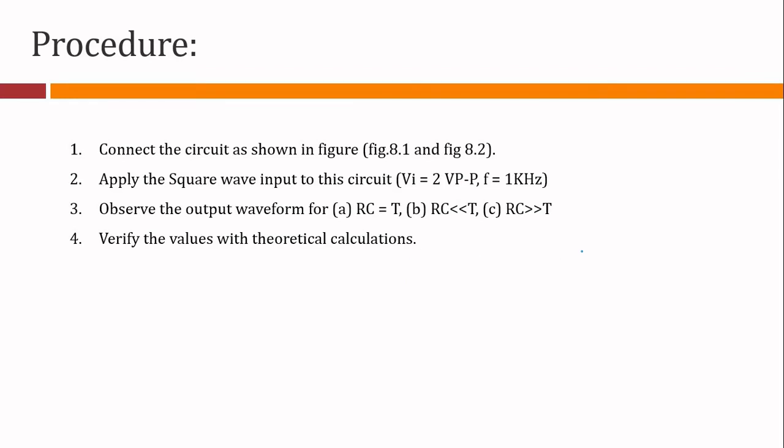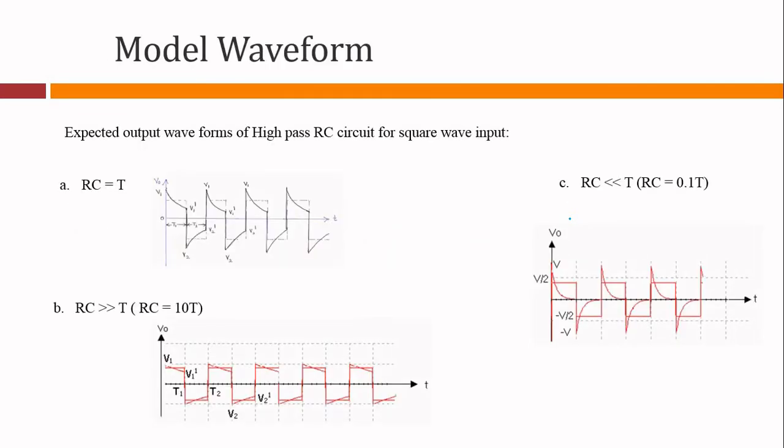Here I have mentioned what the input signal should be: a 2 volts peak to peak square wave with a frequency of 1 kilohertz. By setting RC equals 10 times T or RC equals T by 10, all these three conditions are satisfied, and we have to verify the output values with the theoretical calculations.